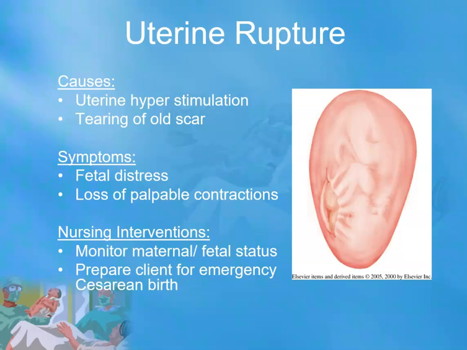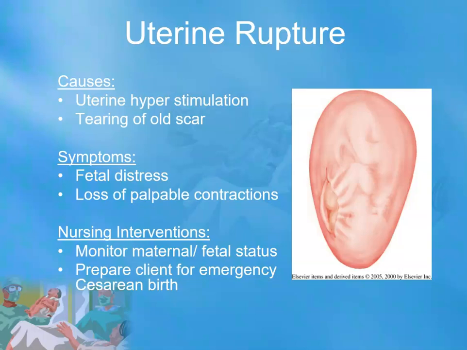Some symptoms you will see with a rupture are fetal distress and loss of palpable contractions. You may not be able to palpate contractions because the uterus is busted open. Some nursing interventions, again: monitor the maternal fetal status.